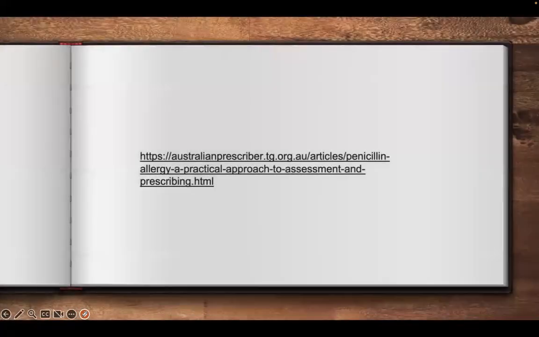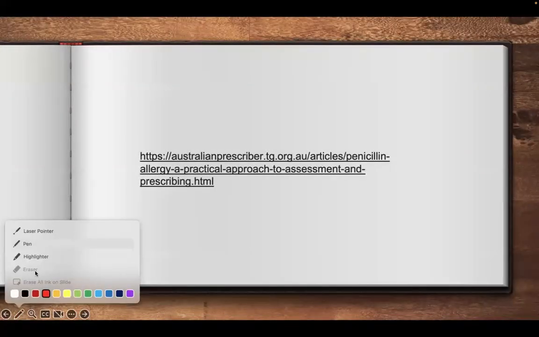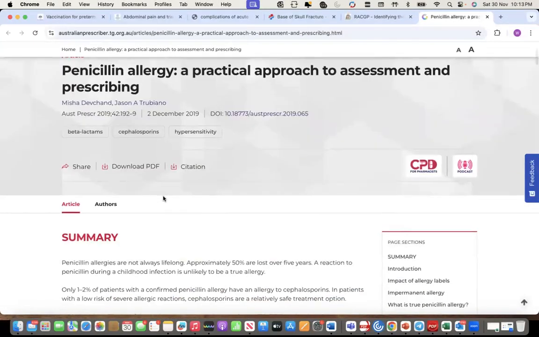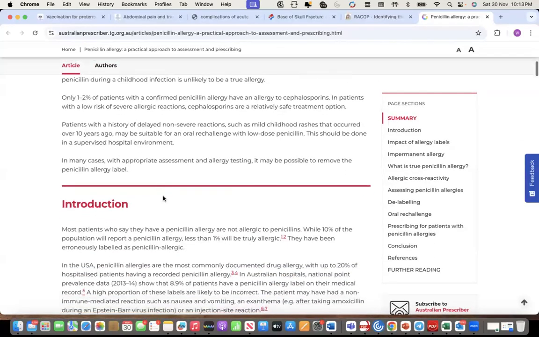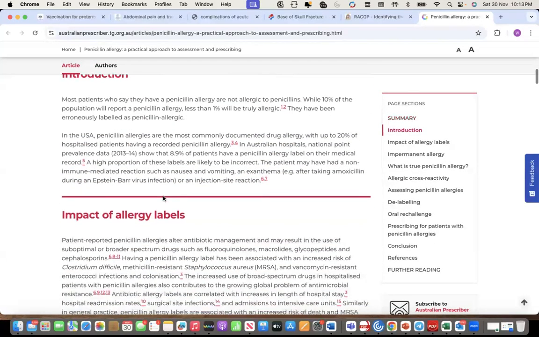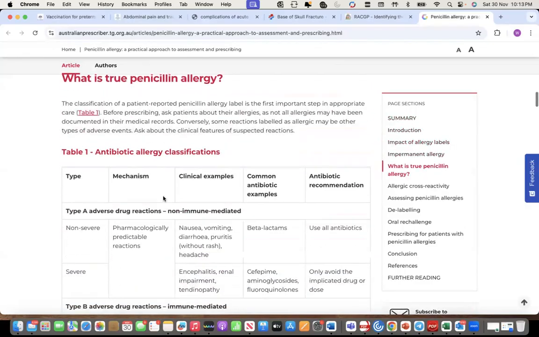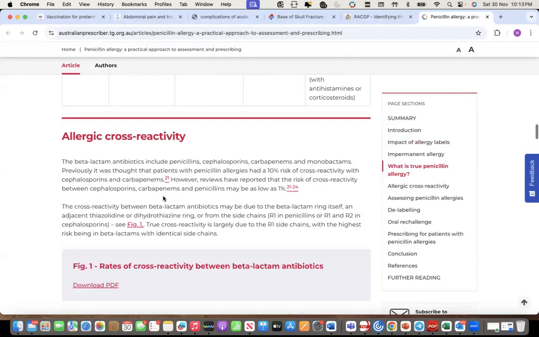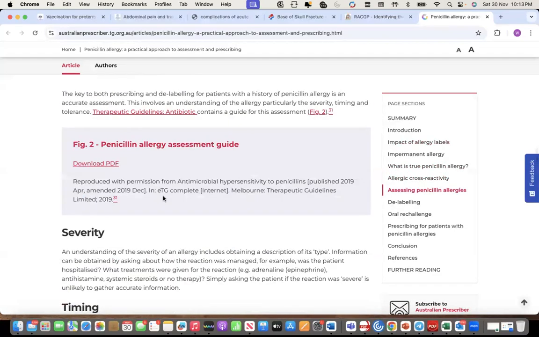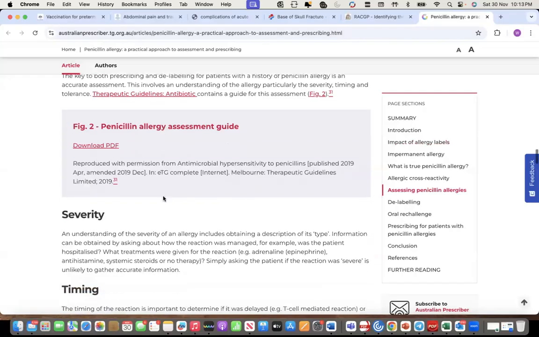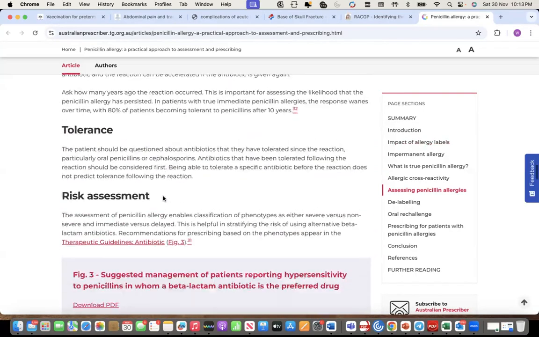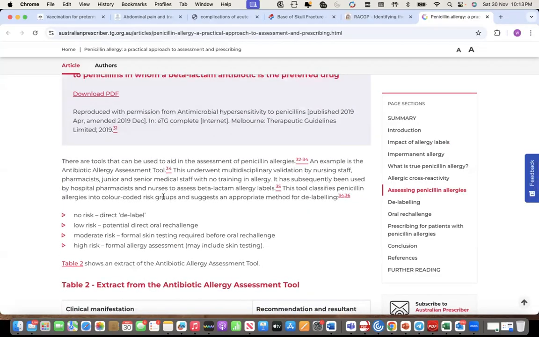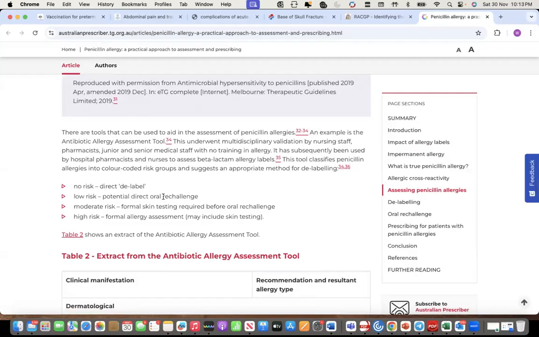I can maybe show you one reference for the penicillin allergy approach. Just stay with me, guys. I'm just looking for the information you want to discuss rather than just going through all of the reference.